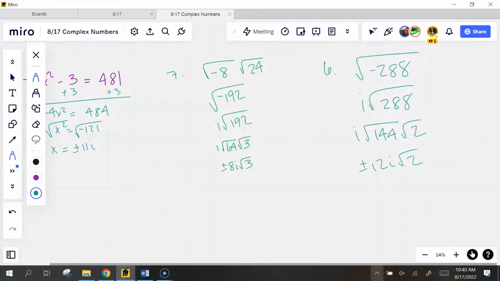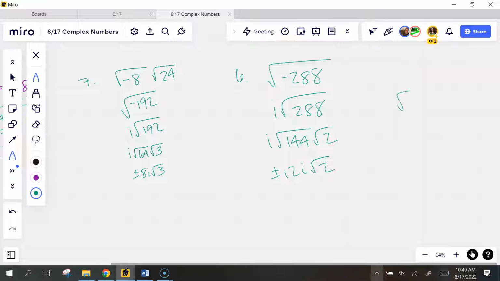I got 6. Okay, well, let's break it down the way you did. What did you use for 288? 16 and 18. So that's 4 root 18. 18 can be broken down again, right? What and what? 9 and 2. 2 times 3 is 6, times the 4 is 12. Indeed it is. And you got that i. Don't forget the i.